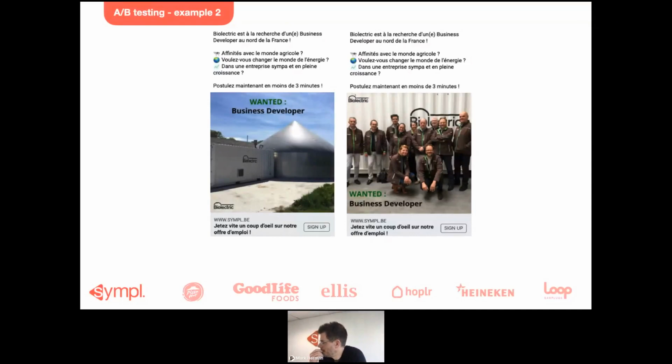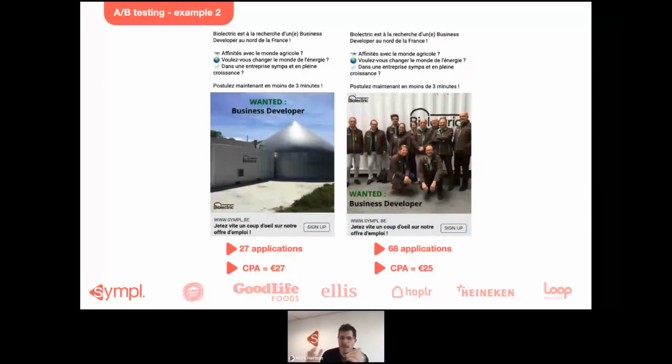This is a bit more outspoken. So most of you, I think the votes are in now, think the picture with the team scored best. And you're right. We had more than double the applications with the picture on the right. But, and that's also why we included this test, you actually see that the CPA, your cost per application, is very similar, right? Which at the end of the day is even more important than the number of applications that you're getting.